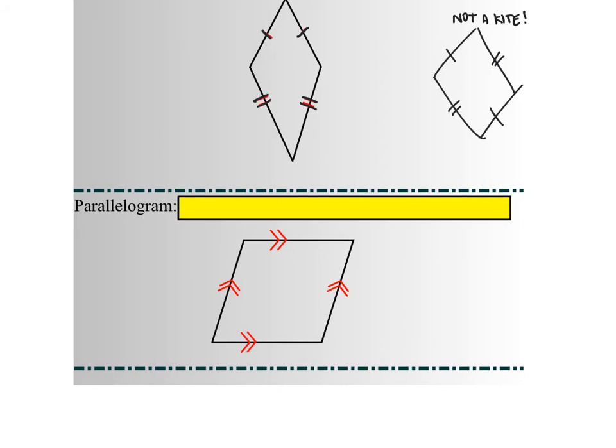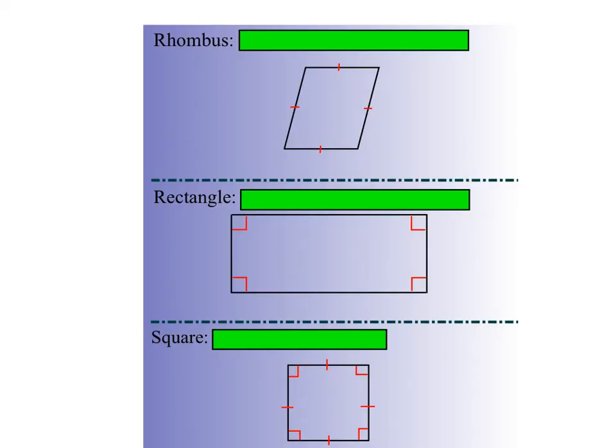Parallelogram. A parallelogram is a quadrilateral with two pair of parallel sides. All right, so I can see, and actually I should have an extra arrow to distinguish that those two sides are parallel as well as these two sides are parallel. So two pair of parallel sides. Let's continue. More quadrilaterals, very fun.